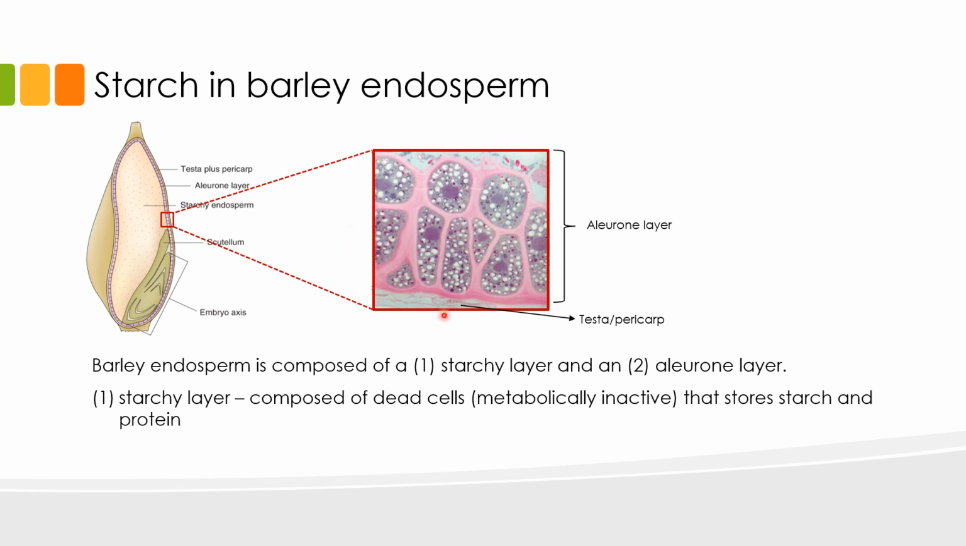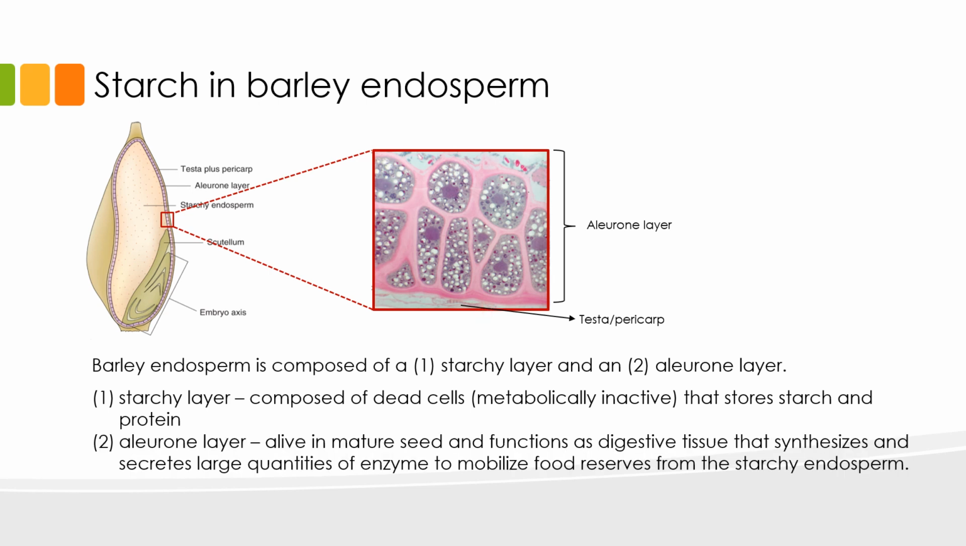And this is just an enlarged portion of the aleurone layer. In a mature seed, this aleurone layer is alive or metabolically active. During germination, the aleurone layer functions as a digestive tissue that synthesizes and secretes large quantities of enzymes that will mobilize food reserves from the starchy endosperm to the growing embryo.